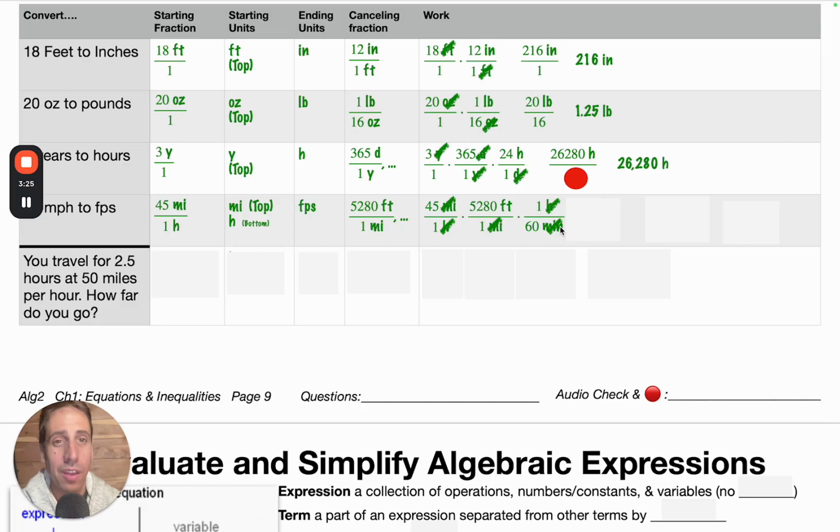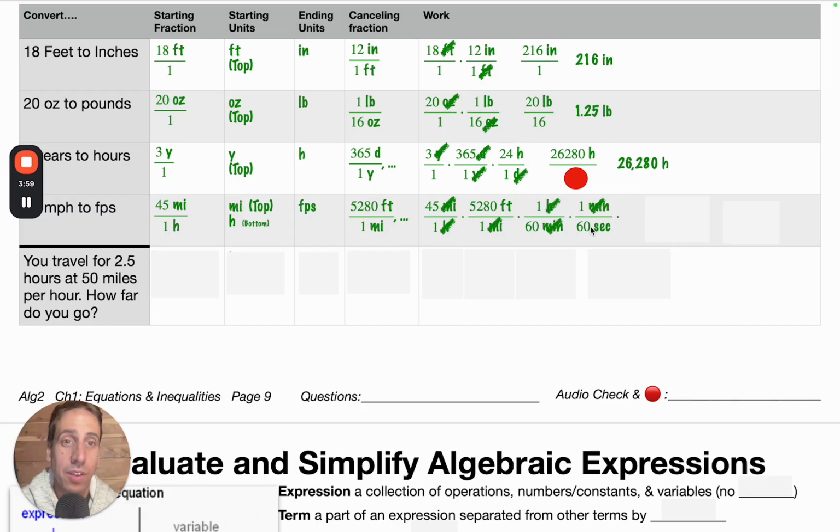And in this way, I can cancel out the hours. I put this hours in the top so that I can cancel out this hours in the bottom, and I'd be left with a number of feet, and then 60 minutes. But I want to remember my ending units have got to be in seconds. So I've got to get rid of these minutes, and the way I do it is with another canceling fraction. I've got 1, 2, 3 canceling fractions. One to get rid of the miles, another one to get rid of the hours, another one to get rid of the minutes, so I'm left with only seconds.